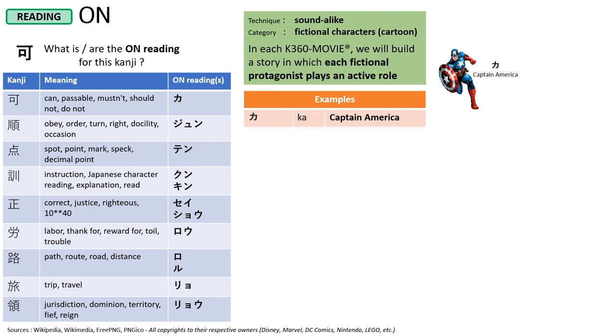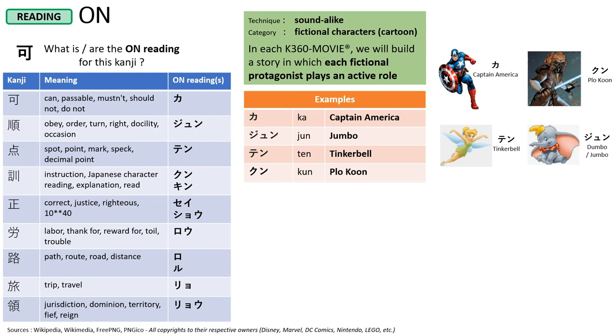And then, for that kanji, I will build a story where Captain America will play a role. So every time the on reading of a kanji is ka, I will use Captain America. Which means there will be eventually many different stories with Captain America. Let's move forward with other examples. For the sound kun, I'm using the character Plo Koon from Star Wars. For the sound ten, I am using Tinkerbell from Walt Disney. And for the sound jun, I'm using Dumbo Jumbo from Walt Disney.